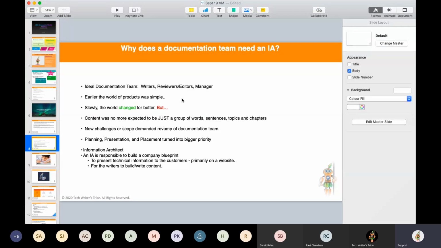All that happened. So content was no more expected to be just a group of words, sentences, topics, and chapters that we used to have earlier in guides. And trust me, those guides were competing with each other. At one point in my career, I was working in an organization that had one installation guide, one implementation guide, one administration guide. On top of that, it had one solution guide. These are the four main guides; there were multiple other guides. All were available in HTML and PDF.